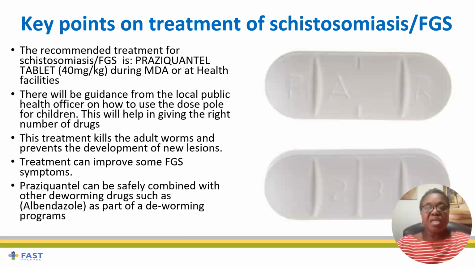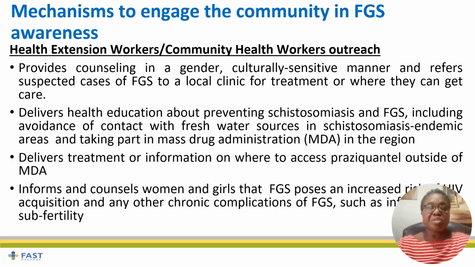This treatment, so taking 40 milligrams per kilogram body weight of praziquantel, kills the adult worms and prevents the development of new lesions. And treatment can improve some FGS symptoms. Praziquantel can also be combined with other deworming drugs such as albendazole as part of general deworming programs.